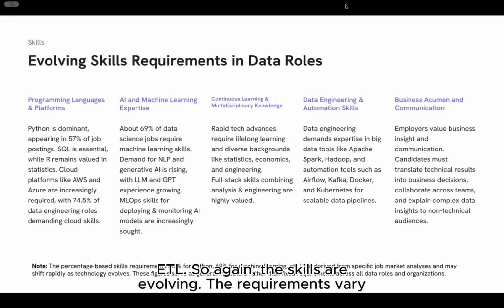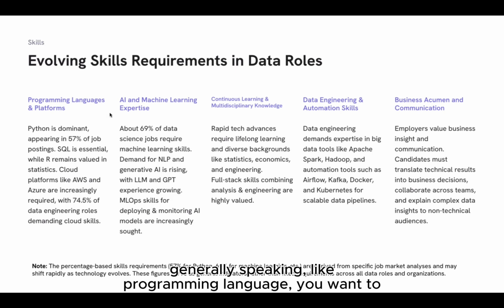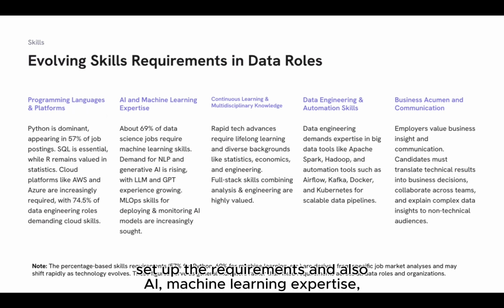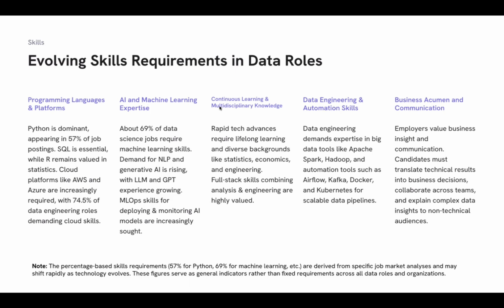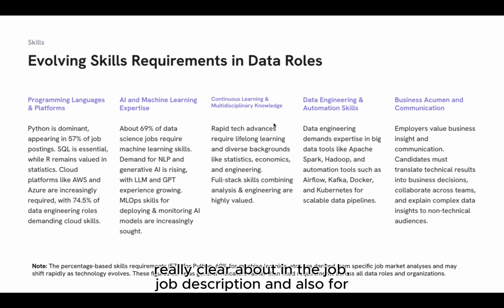So again, the skills are evolving. The requirements vary depending on the role, depending on the company. But generally speaking, you want to set up the requirements for programming language, AI and machine learning expertise, continuous learning, data engineering, business acumen, and communication. These are the five categories you want to be really clear about in the job description.